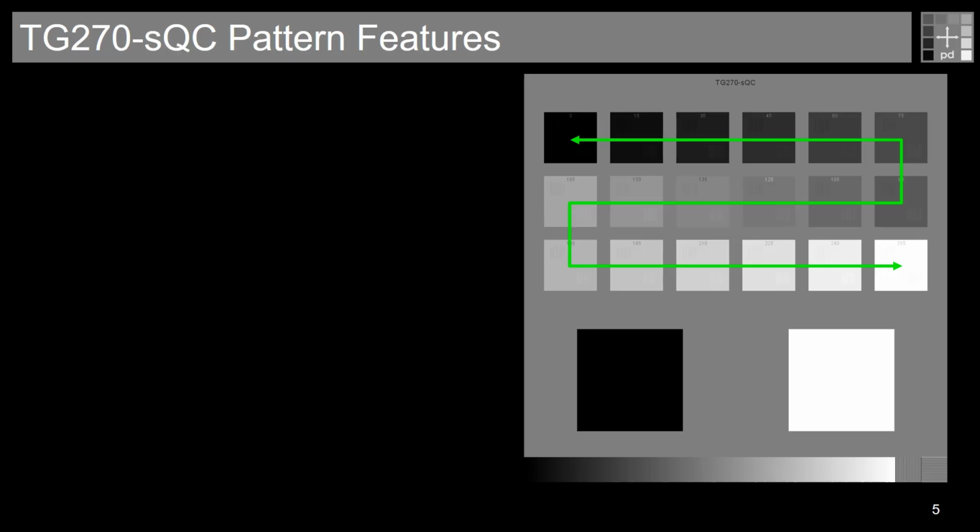If the visibility of the patches changes or is not visible at certain levels, it may indicate that the display is not set up to follow the DICOM GSDF. Note that the +3 and -3 patches in the extreme corners of the 0 and 255 patches may not be visible on all displays. Next, let's review the luminance patches in the central lower region of the pattern.